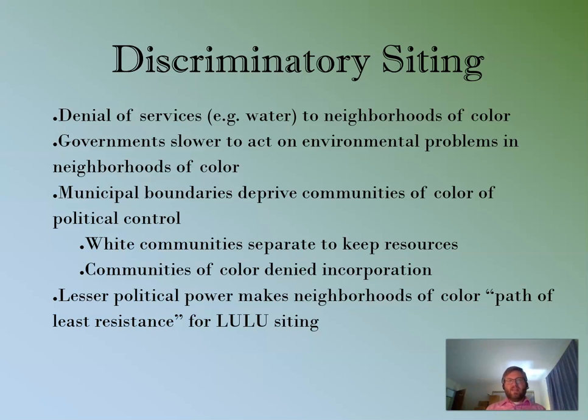So we can see some of these different processes that create residential segregation among people of different races, and that then unequally allocate the positive and negative aspects of the environment to these areas. So that is part 1 of our discussion of environmental racism, and we'll be back next week for part 2 of our discussion of environmental racism.